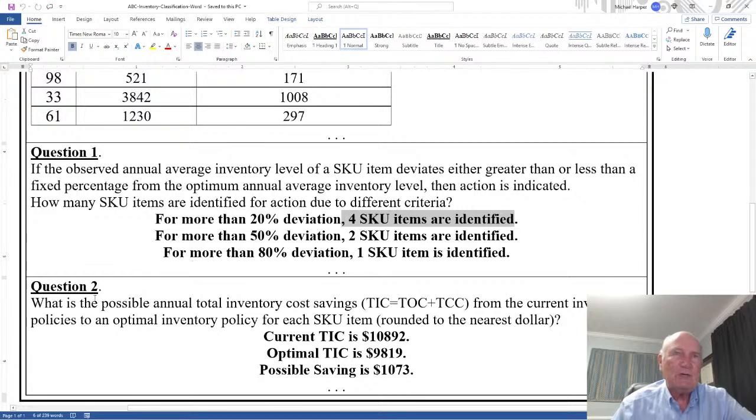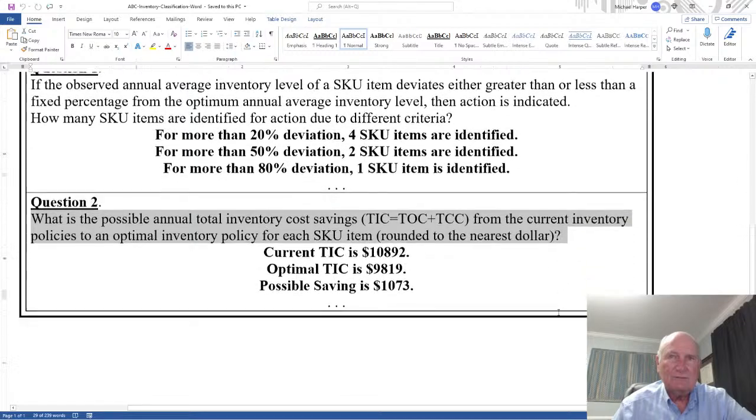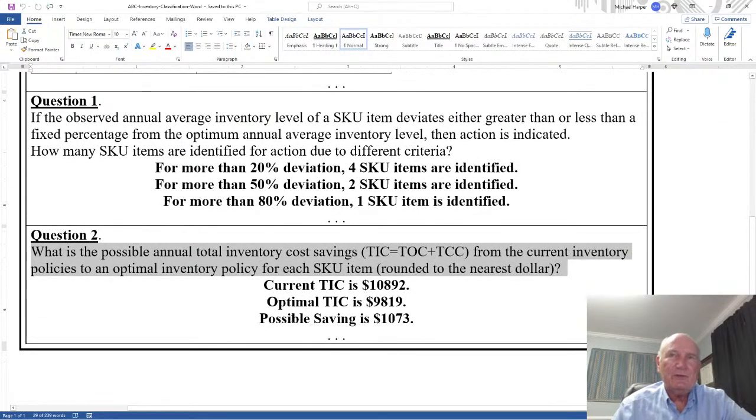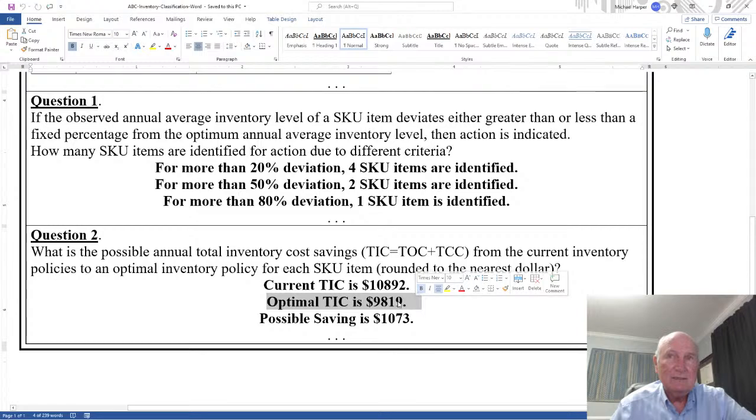Question 2 says, what is the possible annual total inventory cost savings, which is the ordering cost and the carrying cost together, from current inventory policies to an optimal inventory policy for each SKU item, rounding to the nearest dollar. When you compare the current with the optimal, the current total inventory cost, the ordering and carrying cost together, is $10,892. The optimal is $9,819. So we can reduce it by $1,073. That's just for this problem.